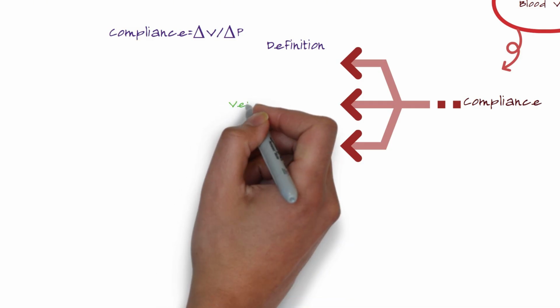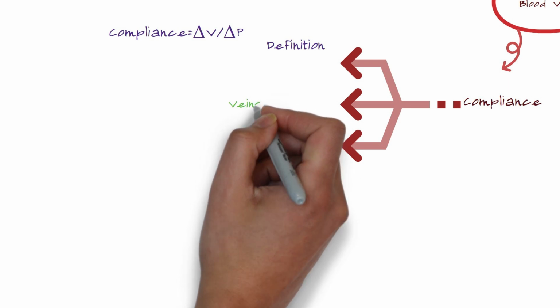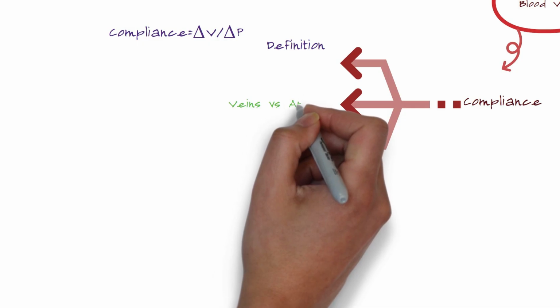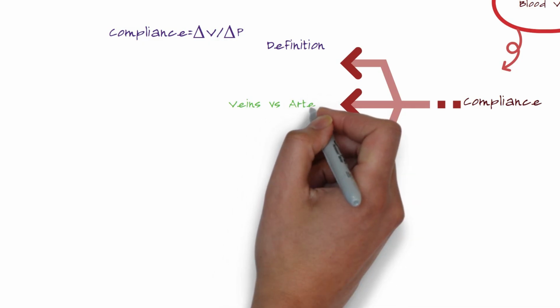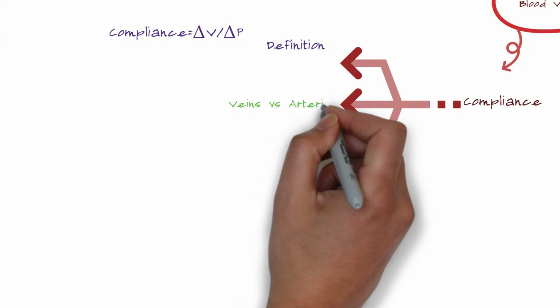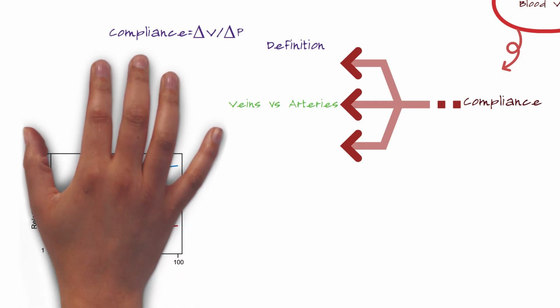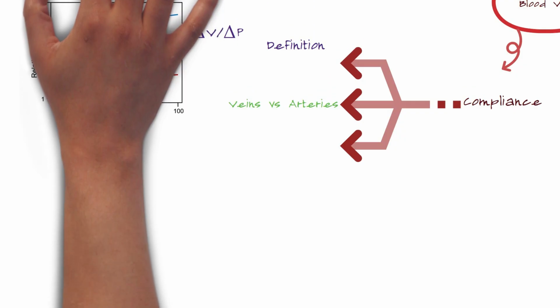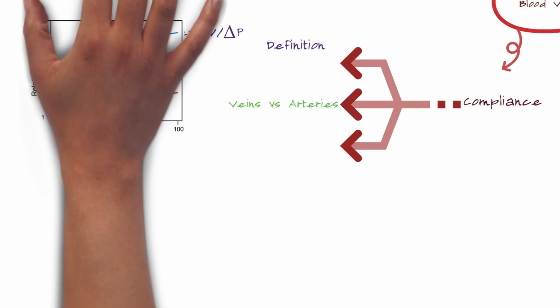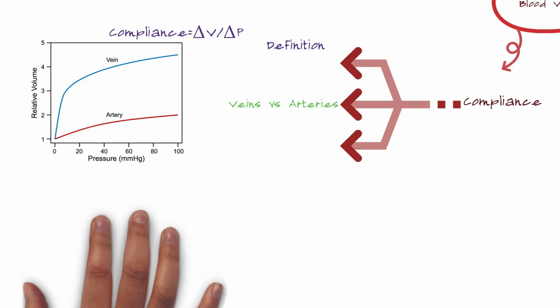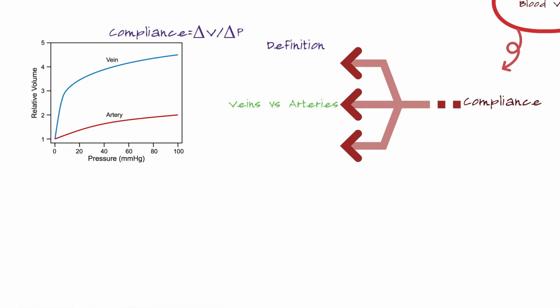The vein has much higher compliance than the artery. Let's imagine that the thick wall of the artery is a thick balloon, while the vein is a plastic bag. If we add the same volume of blood to the vein and to the artery, in the artery, which is similar to the balloon, the pressure rises significantly. Why? Because the artery has a thick, highly elastic wall, so it tends to recoil, while in the vein the pressure changes only slightly.